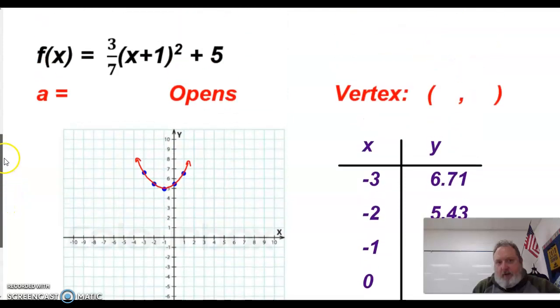Right from the equation, again, we know this opens up because a is positive. A was 3/7, so you're going to fill that in. Vertex of -1, 5.